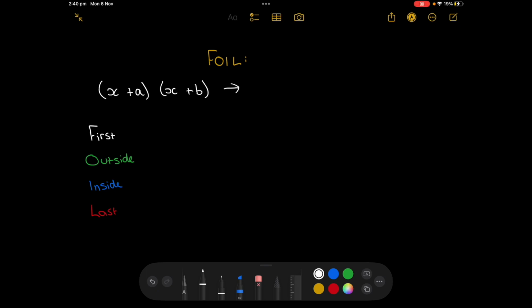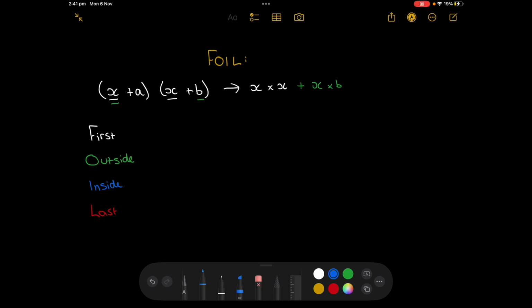Okay, so if we were to expand what I've written above here, we're going to start with the first term in each bracket. Now, the first term in each bracket is x. So we are going to multiply x times x. Then we are going to multiply the outside. Now, the outside are the two terms that are on the outside of these bracket multiplications. So that, in this case, is x in the first bracket and b in the second bracket. So we're going to add x times b.